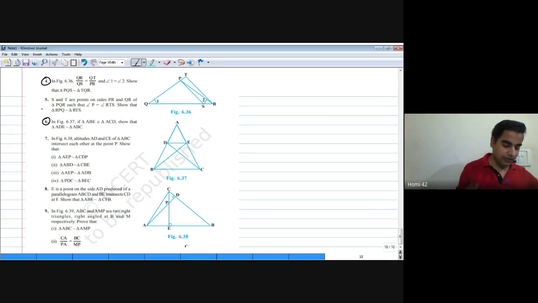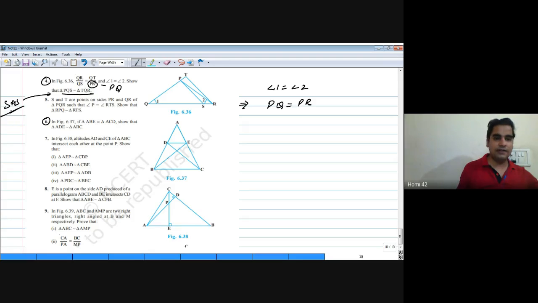You have to do only one change, Kavinash. Angle 1 is equal to angle 2. So the sides opposite to these angles will be equal. That means PQ will be equal to PR. If you replace this PR by PQ, you will get your proof, because in that situation you can apply the SAS similarity criteria in these two triangles. That's the only thing which is needed.